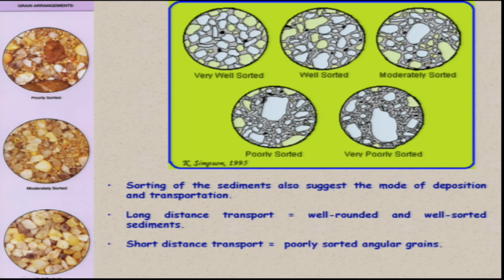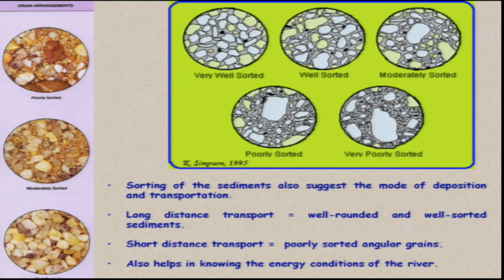This is again another important criterion which is used, and it also helps in knowing the energy conditions. Far distance transport will have well rounded and well sorted material, whereas in short distance transport, the river is incapable of transporting the material, or any other agency we were talking about was not capable of transporting the material.